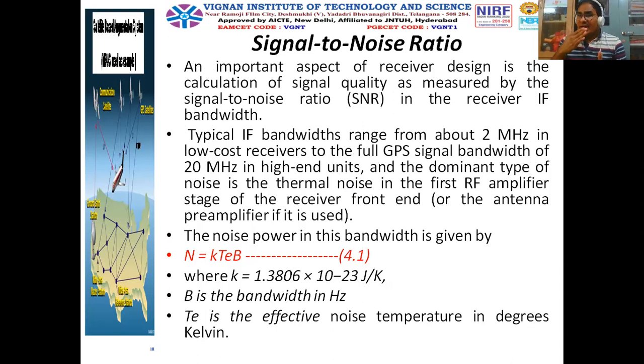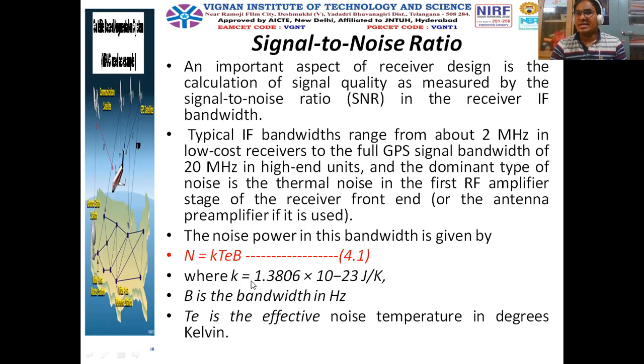It is present in the RF amplifiers, in the first RF amplifiers, present in the receiver's front end. Now there should be an estimator to know how much noise will be affecting our signal, and that is given by this formula. Noise power in this bandwidth is given by K into TE into B.